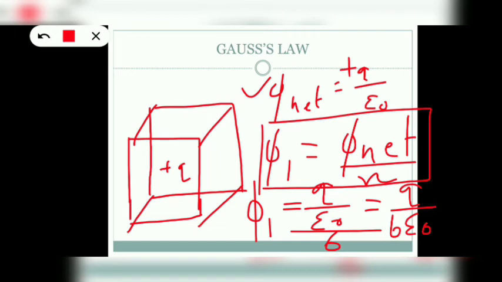So thus Gauss's law is very important. It helps us to find out the electric field intensity for various charge distributions. Gauss's law is applicable only for closed surfaces.